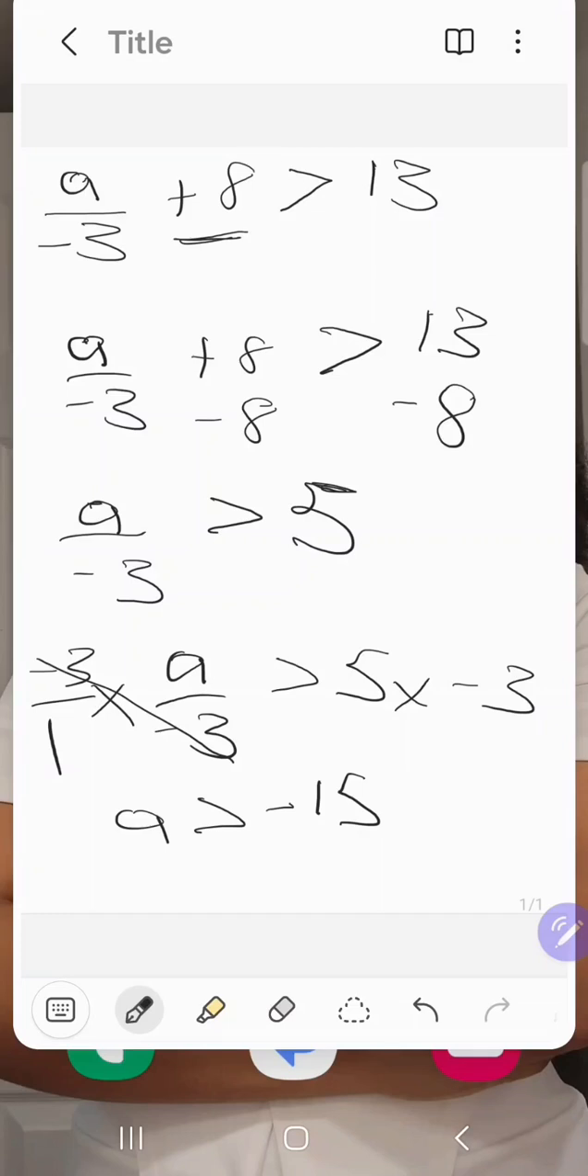Remember, in the first one, we said that if you multiply or divide by a negative number, you flip the sign. So we did multiply by negative 3, so we have to flip our sign. That's going to give us a is less than negative 15.